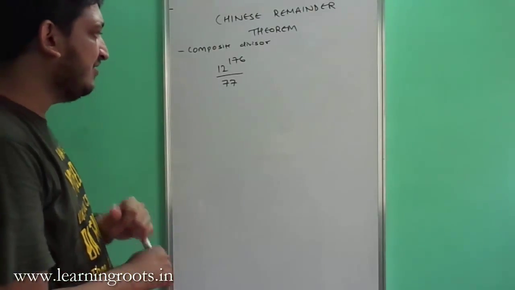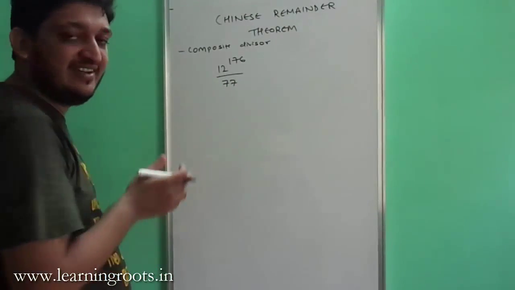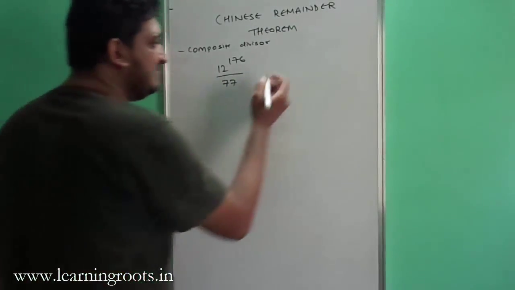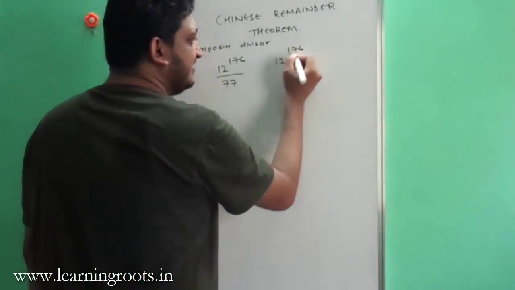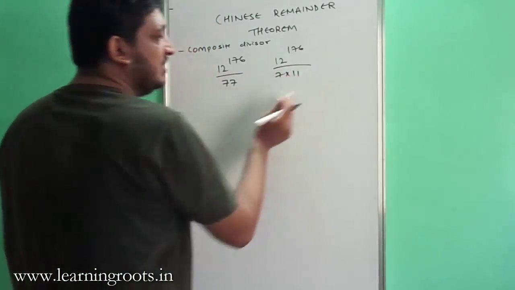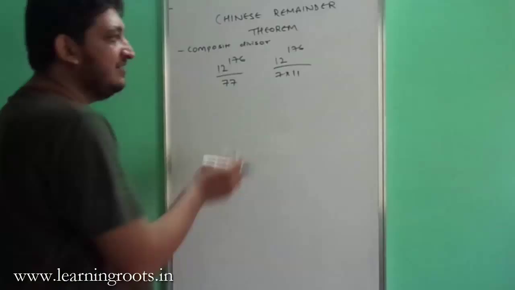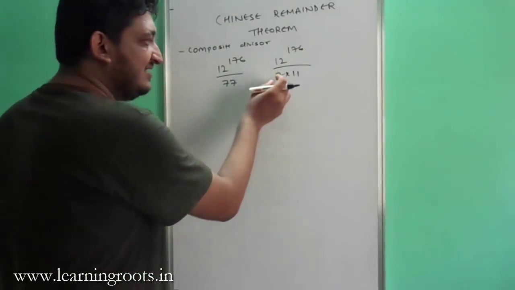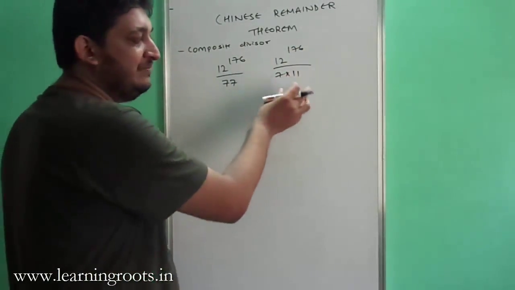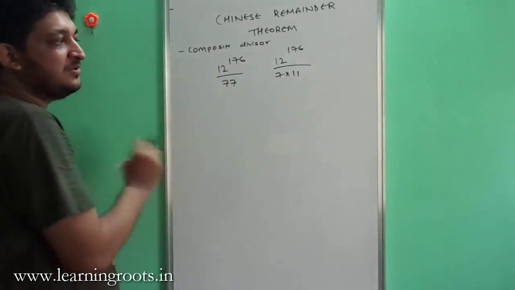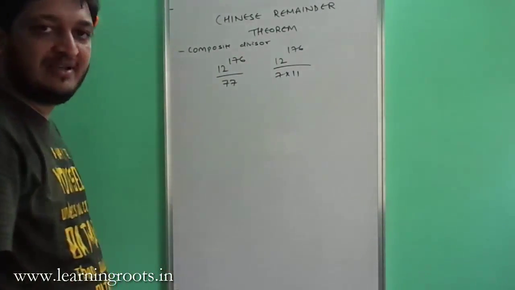So now what we will do is we will simply split this divisor. 77, as you can see clearly, is nothing but 7 into 11. So now you can simply write this as 12 raised to 176 divided by 7 into 11. So we have to find the remainder for this expression, right? So what we will do is we will try to express this number as 7a plus something and 11b plus something, which means that we will try to find the remainders when it is divided by 7 and when it is divided by 11.